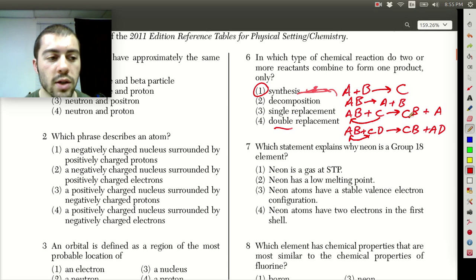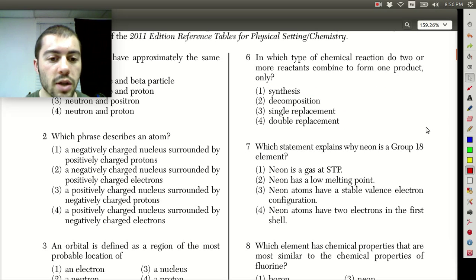So these are the four reaction types. I'll put a link in the video as to which video you could go check out. The reaction types video from the formulas and equations unit, to kind of review these reaction types because you should know them in pretty good detail.